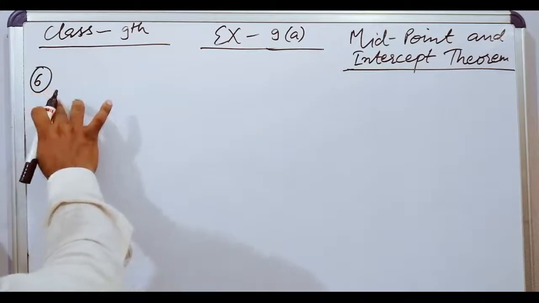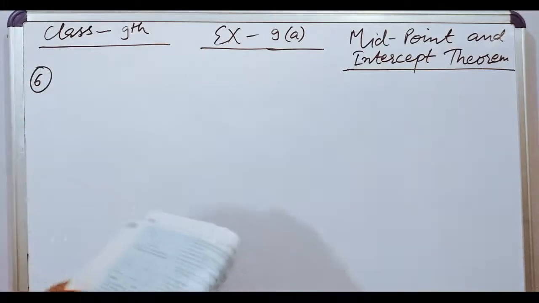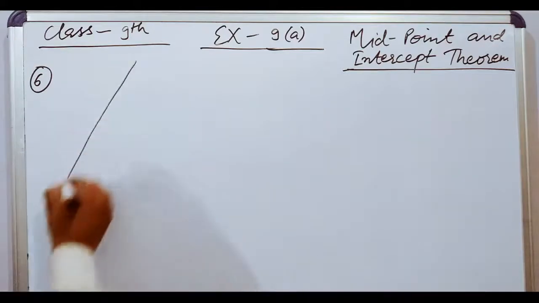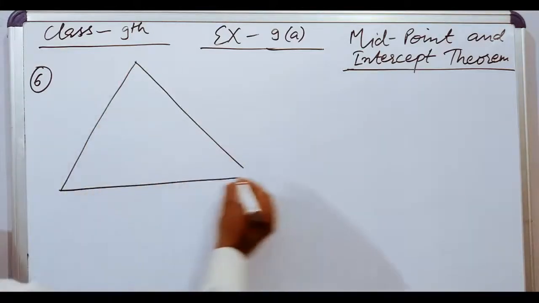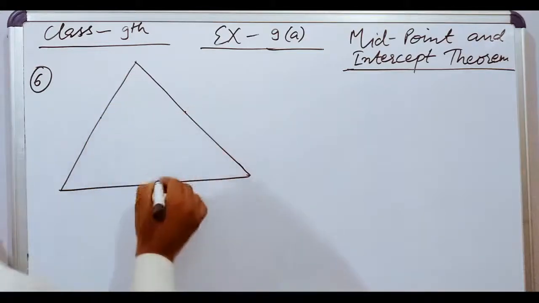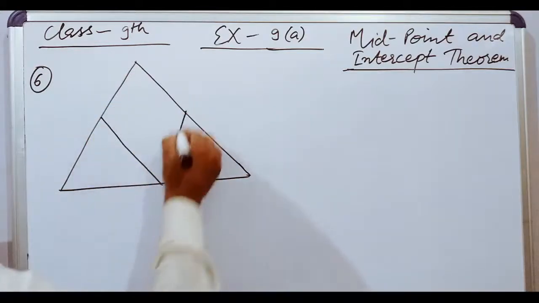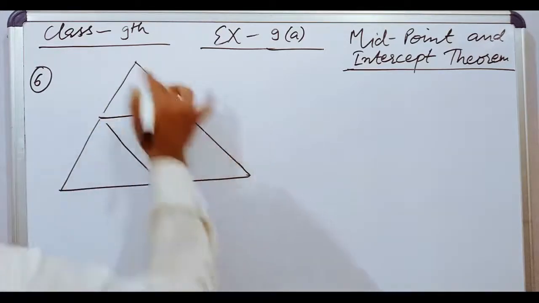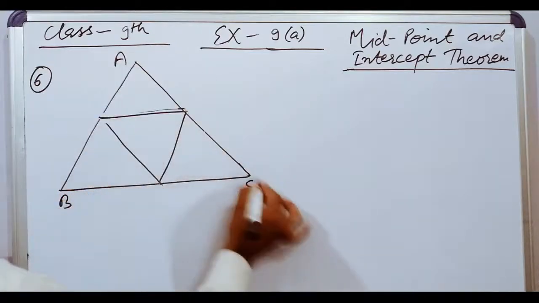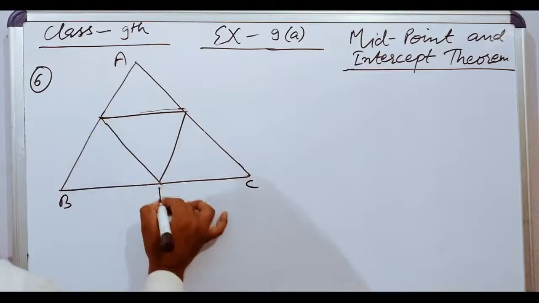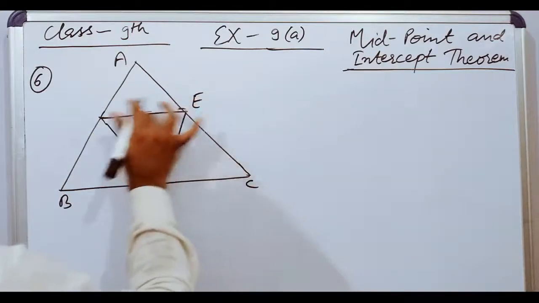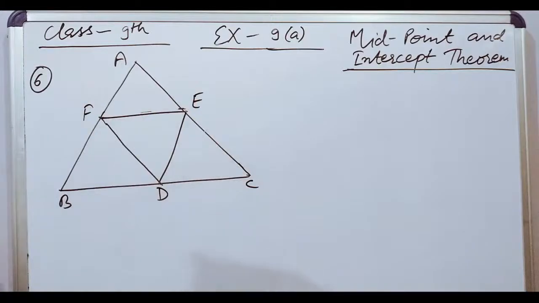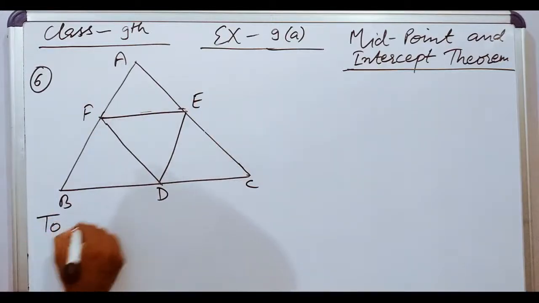Question number 6. Prove that the four triangles formed by joining the pairs of midpoints of three sides of a triangle are congruent to each other. Midpoints of all sides are joined. A, B, C, D, E, F. Okay.